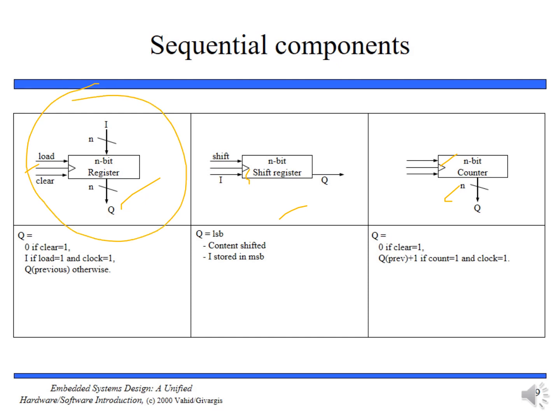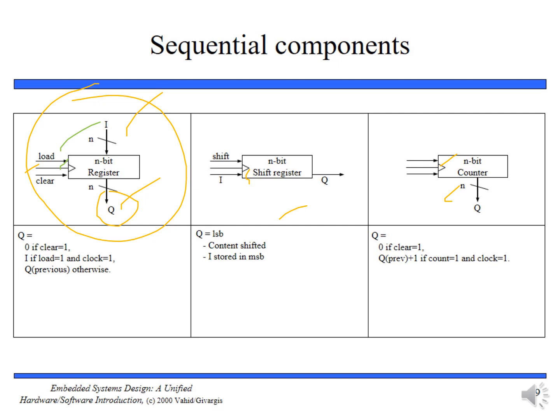Here in this slide you can check this out. A register stores n bits. This register stores n bits of data input I, and those stored bits appear at its output Q. A register usually has at least two control inputs, load and clock.